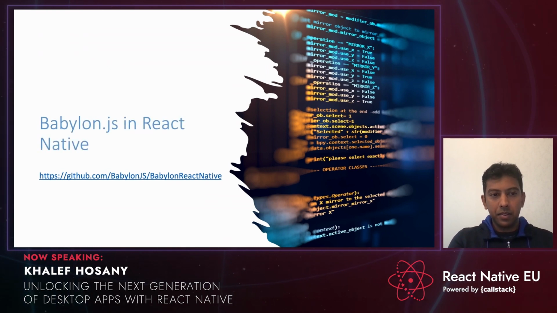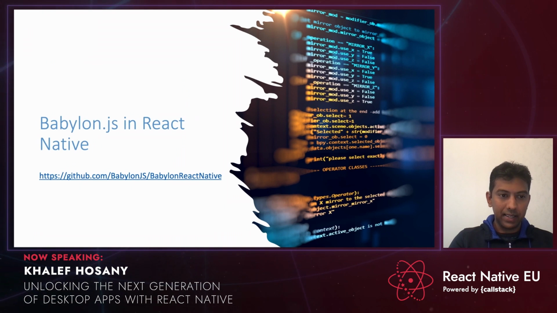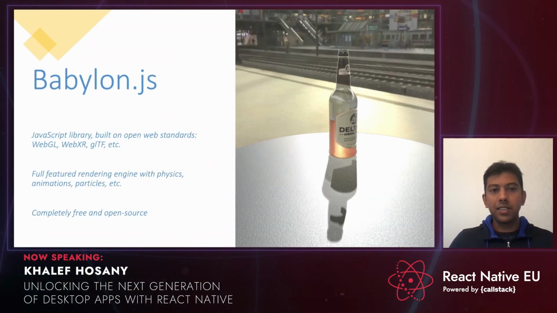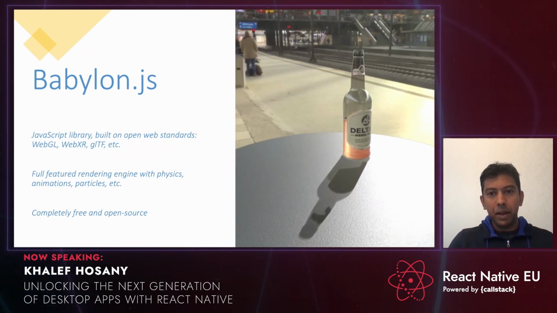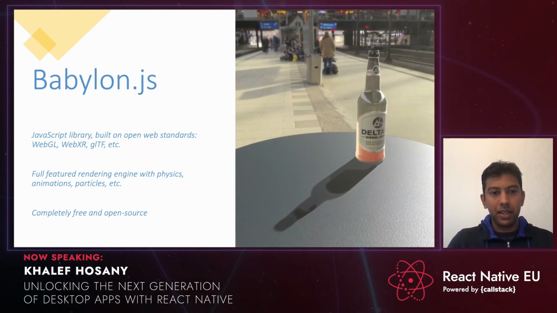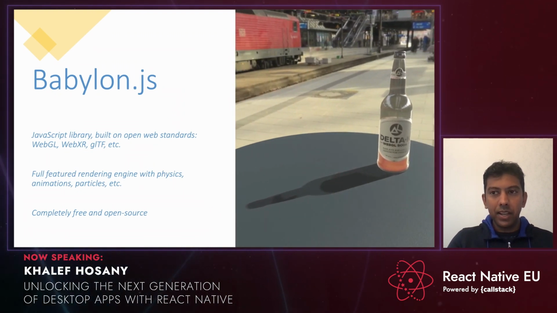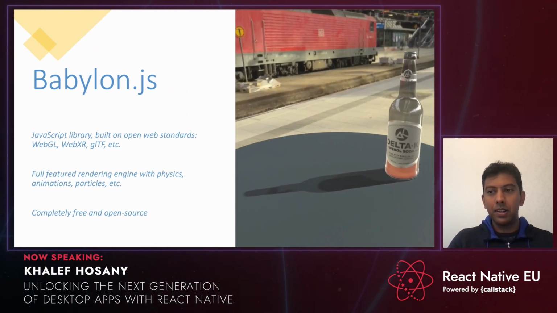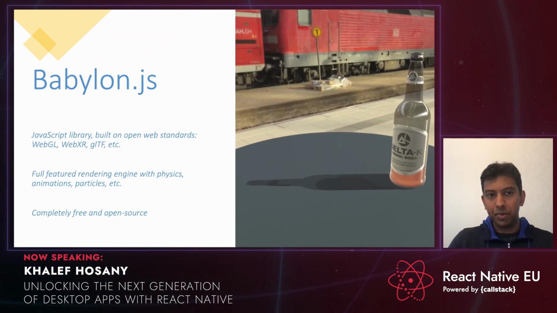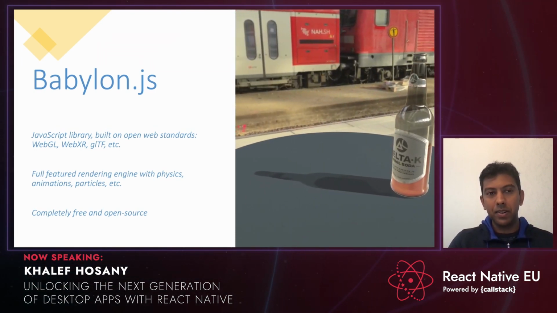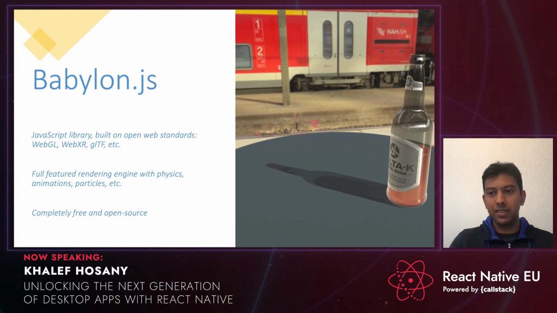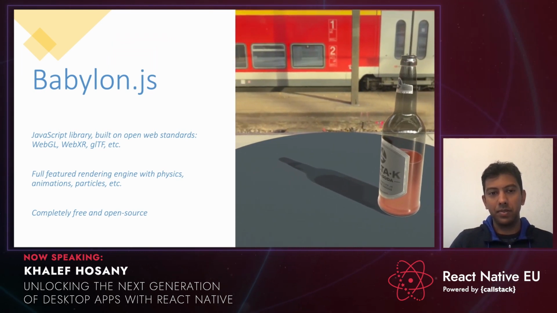And then the third UI library that we'll talk about is Babylon React Native. So what this is, first let's talk about Babylon.js. Babylon.js is a very popular JavaScript library that is built on open web standards. So it is completely free and open source, and there's several really nice models that have been built using it. If you head over to the Babylon.js website, you will see hundreds of examples of this already.